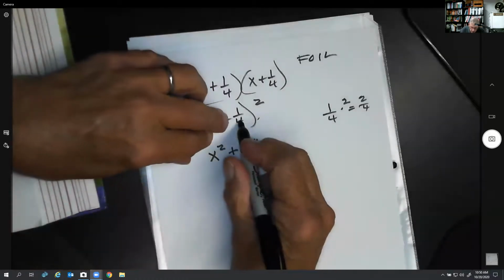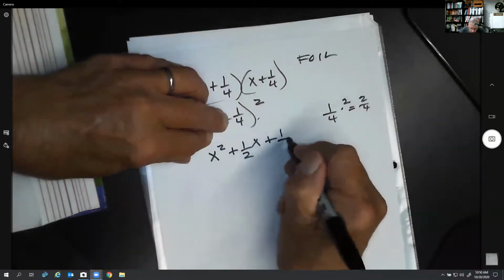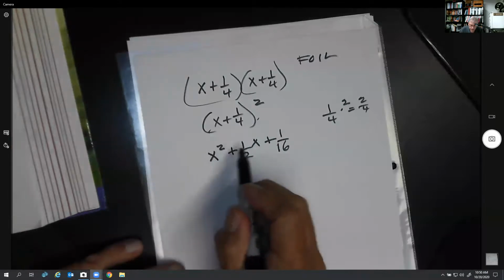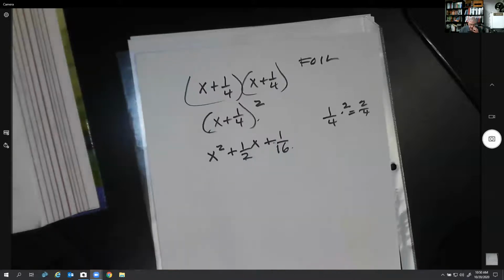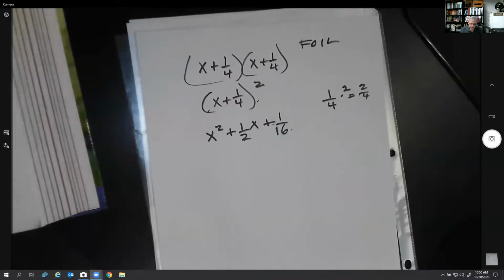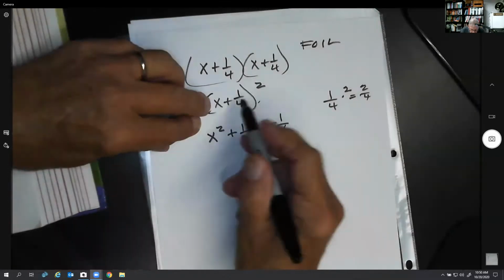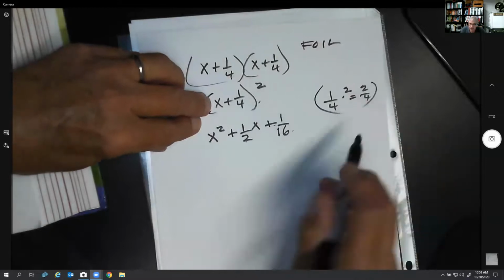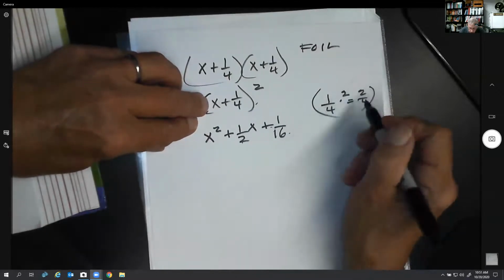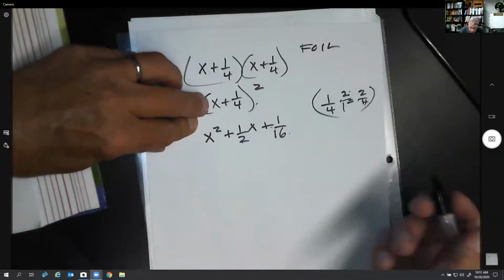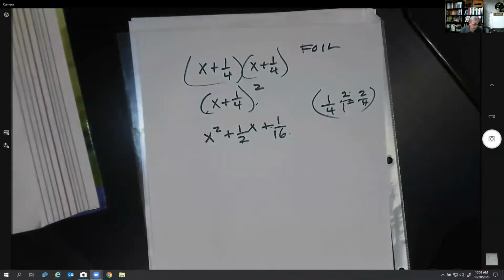And then you're going to square this last term. So that'll be 1/16. See? So that one's a little trickier to do. X squared plus 2/4 or 1/2 x plus 1/16. It's still going to be hard even if you do the FOIL, but this is a little quicker. So think of, off to the side of the paper, 1/4 doubled, that would be multiplied by 2, 2/4, and then reduce that to 1/2. You got it.